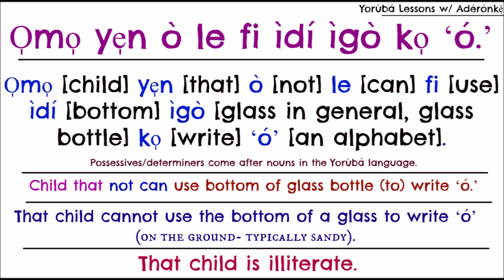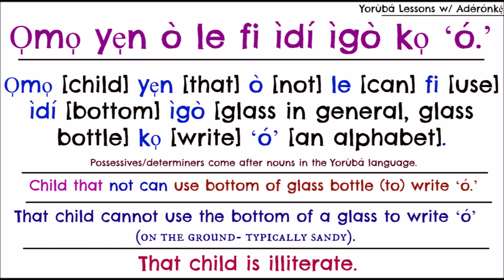Ọmọ is child, yẹn is that, ò is not. Whenever you see ò in a Yoruba statement, standing alone somewhere within, you know that it has the low tone mark. Because if it's ó, it's a pronoun. That would be something different. It would be he or she or it. So that's different. So you kind of have to pay attention to the tone marks too. But ò, whenever you see ò standing like that separately in a statement, it means not.